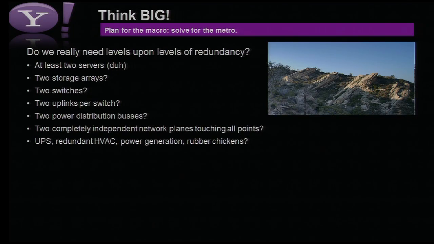So, questioning the traditional approach to BCP, do we really need levels upon levels upon levels of redundancy? 2 servers, yeah. 2 storage arrays, I don't know, maybe not. 2 switches, 2 uplinks, 2 power distribution buses running from independent providers, 2 independent network backplanes touching every device. Rubber chickens, how much can you add? At some point, we've added so much complexity into the equation that our reliability actually starts to go down.